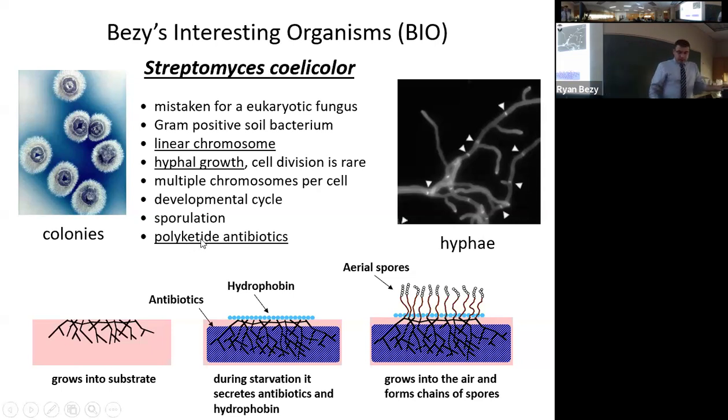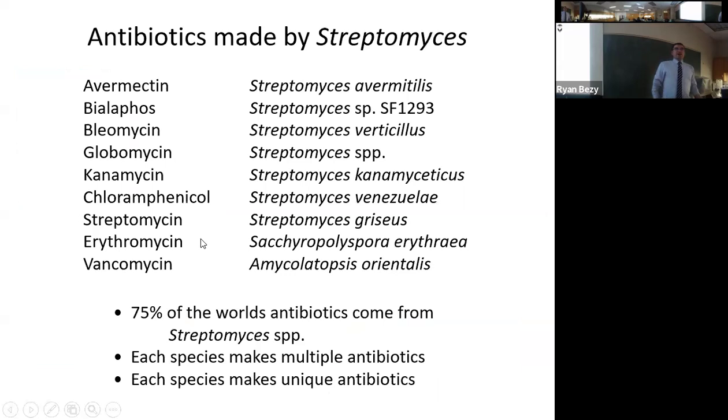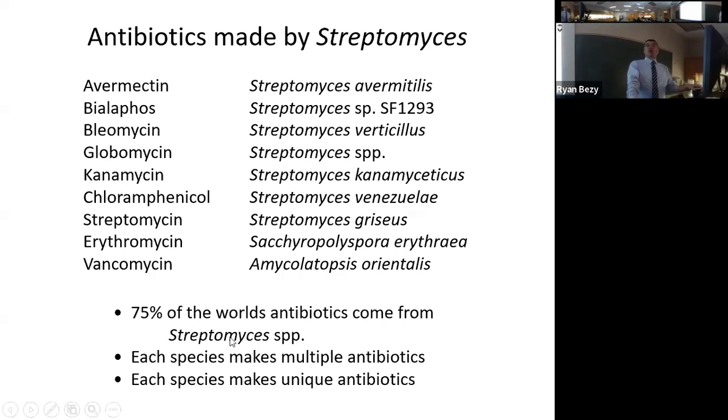Then it also makes antibiotics, and it turns out a lot of antibiotics. Ivermectin, bleomycin, globomycin, kanamycin, chloramphenicol, streptomycin, erythromycin, vancomycin. All of these are antibiotics that are made by some type of Streptomyces species. And about 75% of the world's antibiotics come from some type of Streptomyces species.